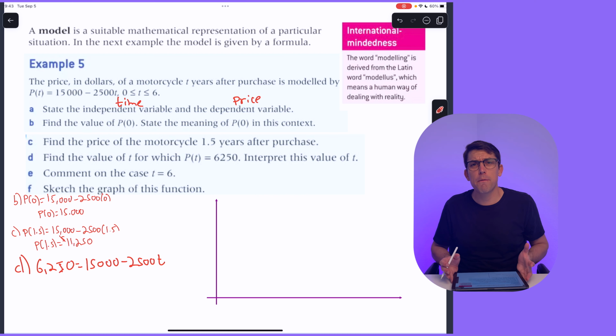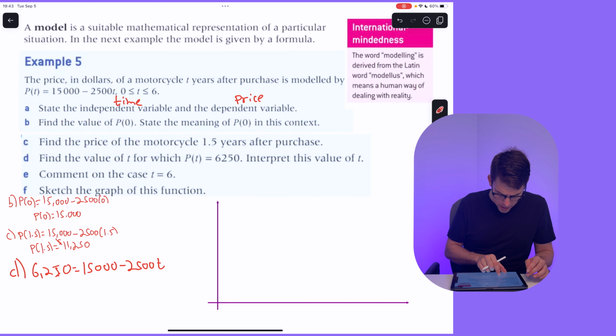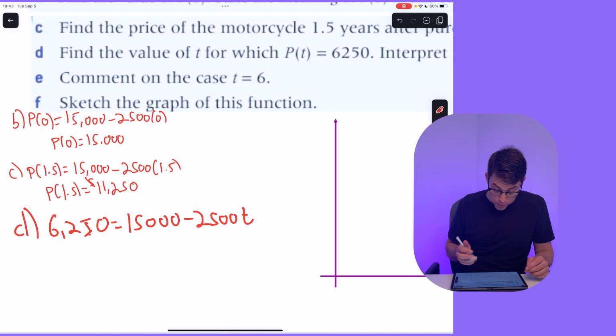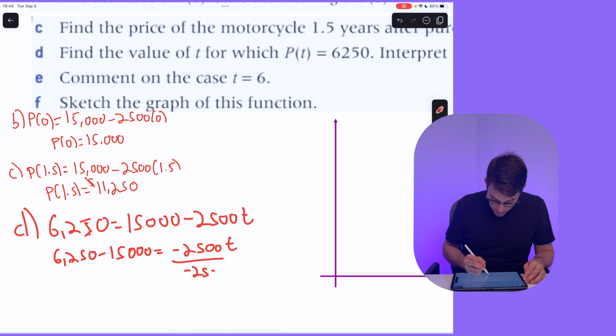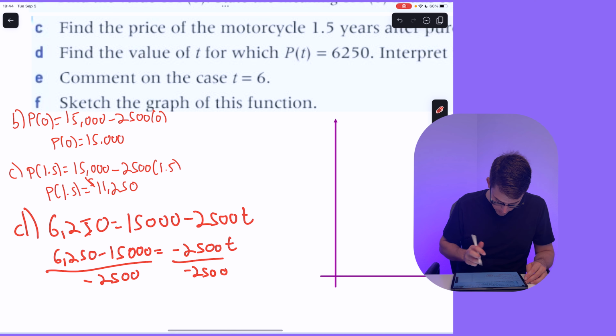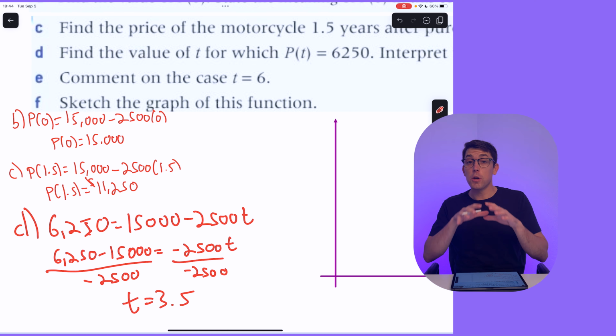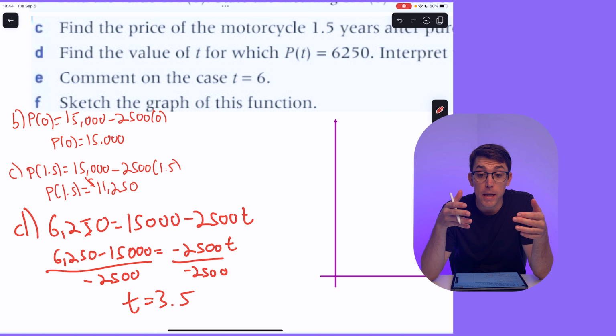So now, through some very basic algebra, you can go ahead and solve this. A lot of calculators will solve this for you, but I could have 6,250 minus 15,000 is equal to negative 2,500 t, and I can divide each side by negative 2,500. So you'll find that the answer is 3.5 years. So after 3.5 years, this is now going to be equal to 6,250.